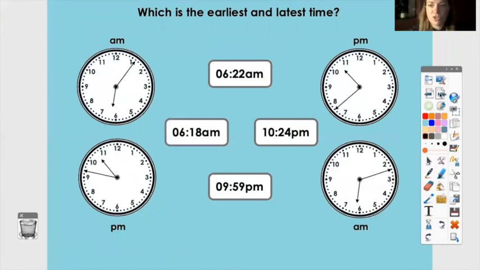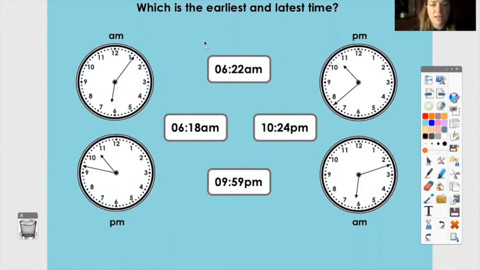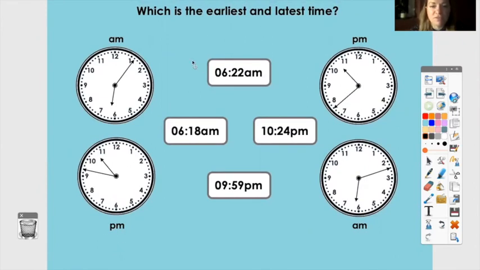Right, one more question for us to work through together with actually lots of different parts. Which is the earliest and the latest time? Now we have lots of different times here. We've got AM times, we've got PM times. Notice here, we've got the 12-hour format of our digital clock, so we're not using the 24-hour clock here. They do have AM and PM at the end of them.